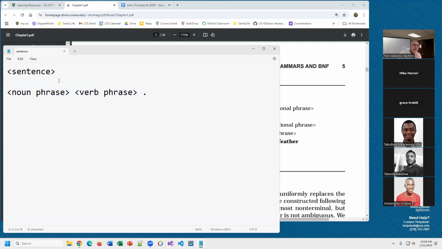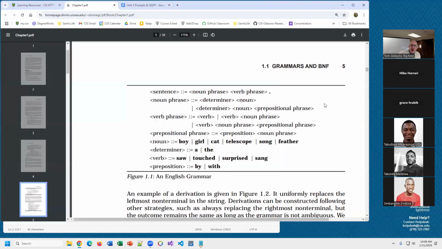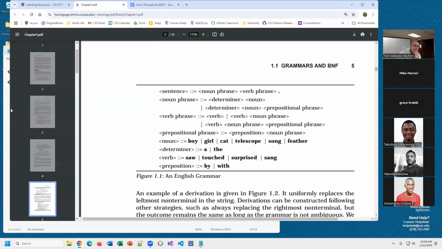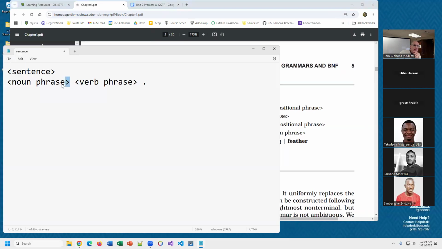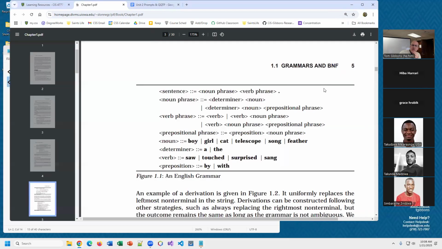Okay, so if we have a sentence, we can replace that with a noun phrase and a verb phrase, and then a period. So that's what we have now, and we want to build from there. So, what is a noun phrase? We're going to look at all of our rules and see if any of them have a noun phrase on the left-hand side. And there's only one here, noun phrase assignment.